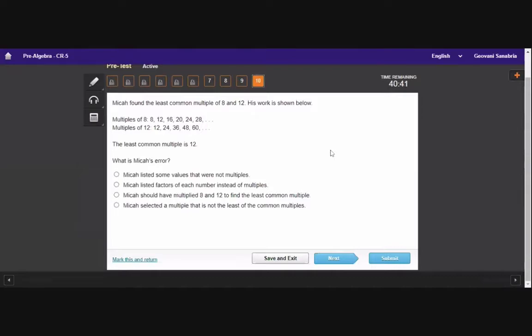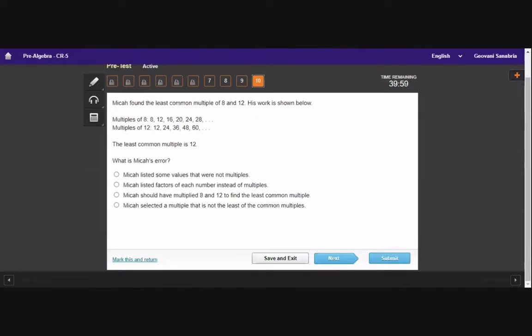All right, let's see. Mika found the least common multiple is different from greatest common factor. That's like two things that are kind of confusing, because they're taught at the same time. Yeah. But a multiple is what you get after you multiply a number by something. You start with whatever number and then multiply by 1, multiply by 2, multiply by 3, and you do the same thing on the other number, and then the smallest number that matches between the two lists is the least common multiple.